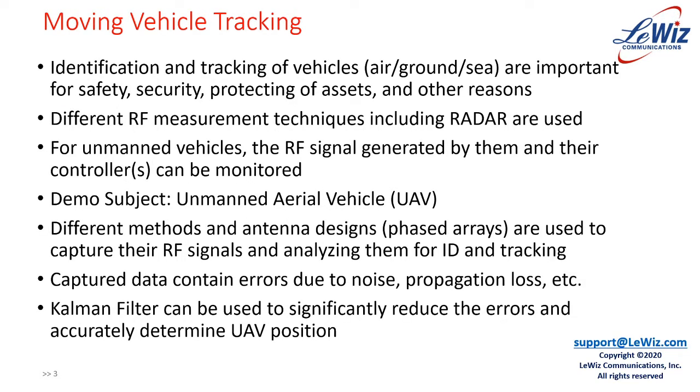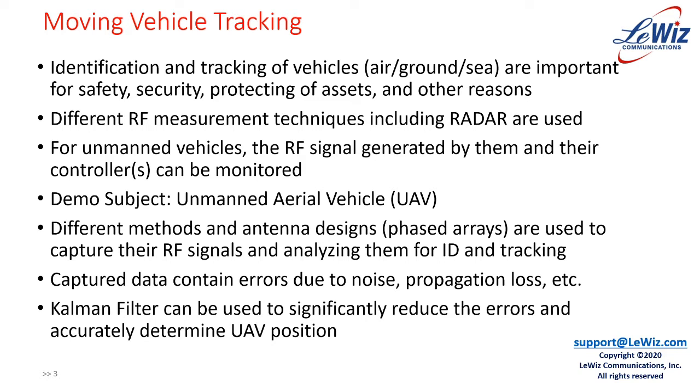In vehicle tracking, identification and tracking of vehicles for air, ground, or sea are important for safety, security, protecting of the assets, and other reasons. Different RF measurement techniques, including radar, are known to be used. Unmanned vehicles radiate RF signals, and their controllers also radiate RF signals. So those can be captured or monitored and help determine the ID and tracking of vehicles. The subject that we use for the demo here is an unmanned aerial vehicle.